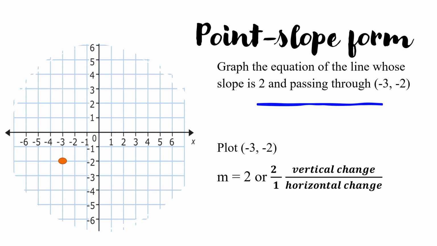Your vertical change is 2, and your horizontal change is 1. Since the vertical change is 2, we need to go upward 2 times. 1, 2. And your horizontal change is 1, so we need to go to the right since it is positive. 1 time, 1. And your other point is here. So connect the given points, and that is the graph of the point-slope form, where the slope is 2 and passing through the point (-3, -2).